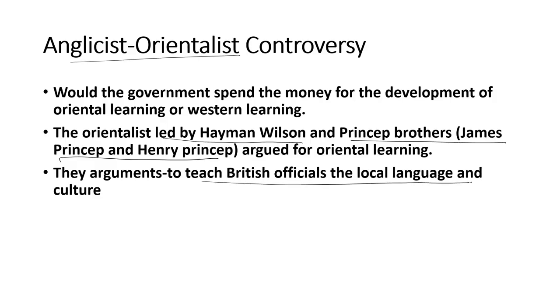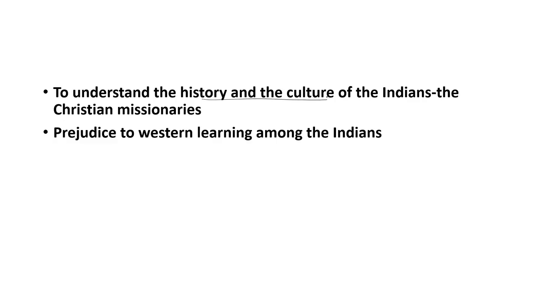One, to teach British officials the local language and culture. By teaching the local language and the culture of the Indians, the British officials would be able to perform better in their job. It was one of the reasons behind the Orientalists demanding the introduction of Oriental learning in India. In addition to that, there were certain groups who wanted to understand the history and culture of the Indians. The prominent among them were the Christian missionaries.